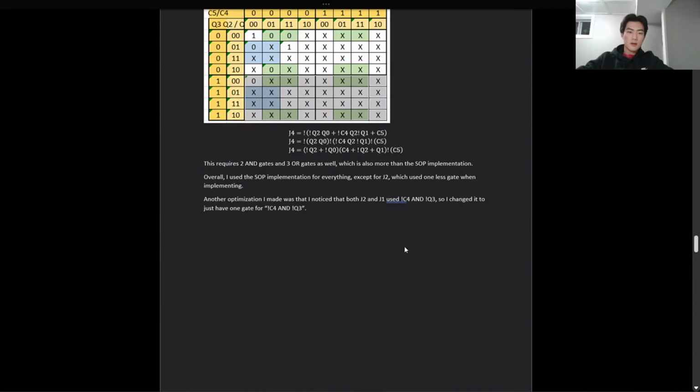And then another optimization I made was that this term, not C4 and not Q3, popped up twice. So instead of needing 2 gates for that, I only need 1.